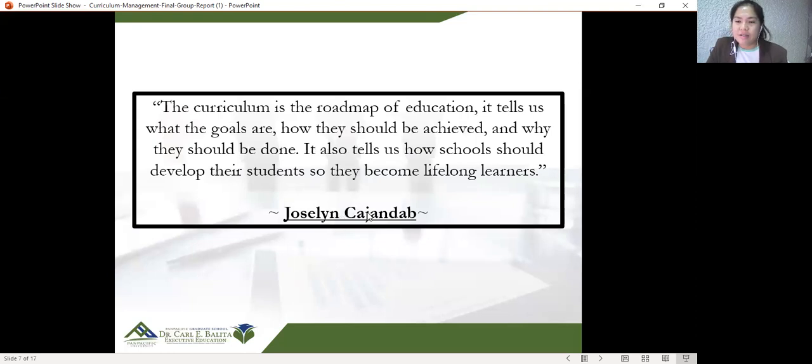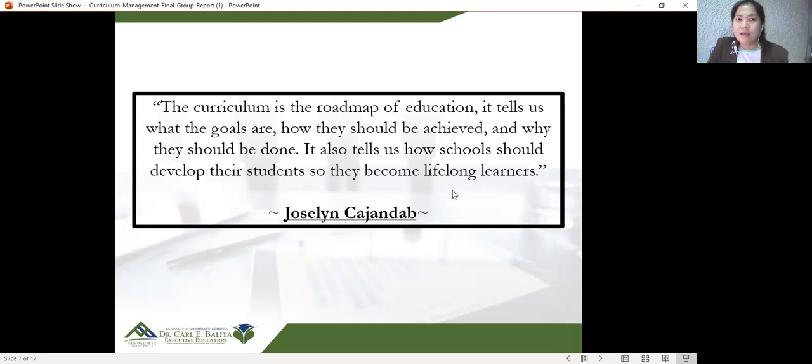Next is based on Ms. Jocelyn Kahandab. She said that the curriculum is the roadmap of education. It tells us what the goals are, how they should be achieved, and why they should be done. It also tells us how schools should develop their students so they become lifelong learners. So apart from being the dictionary, the manual of being a teacher and as a student or the school, we all know that schools are directed to develop their students to become lifelong learners.